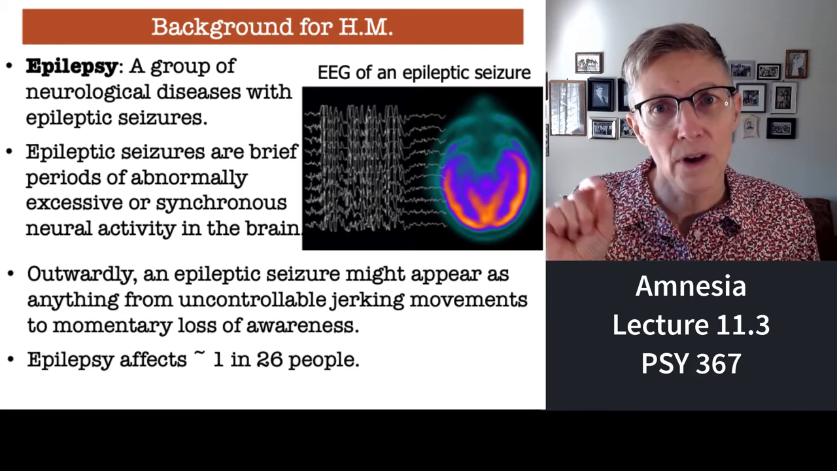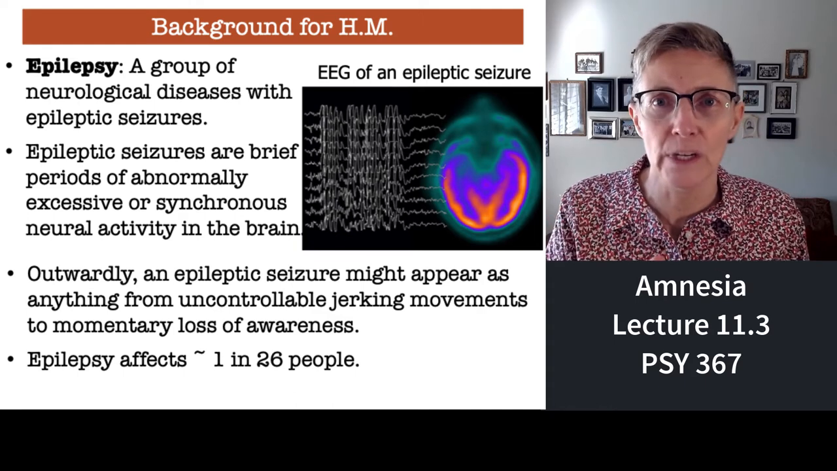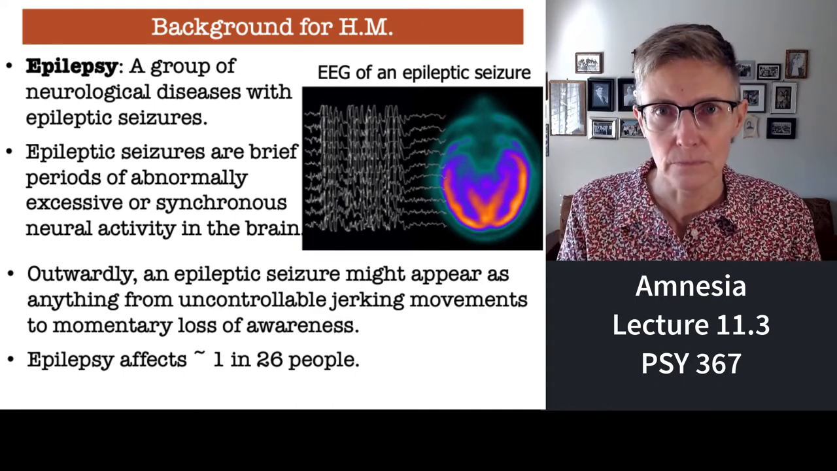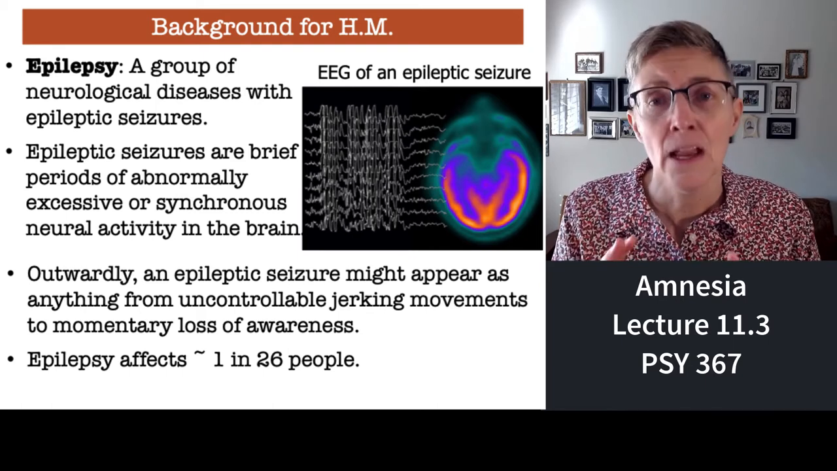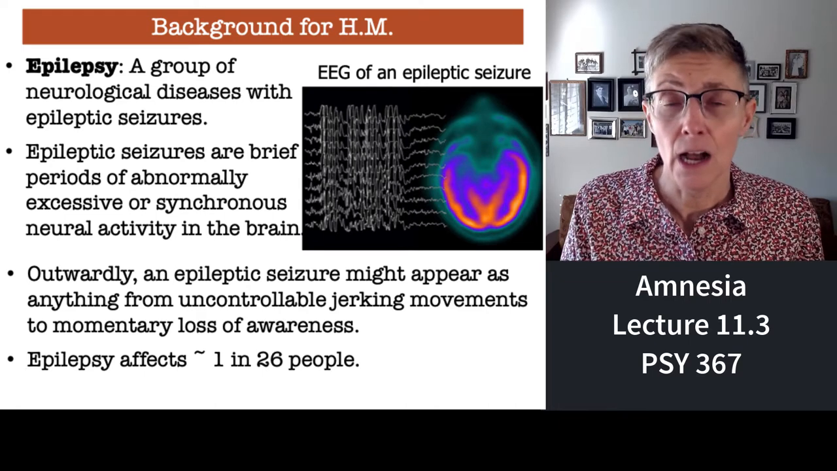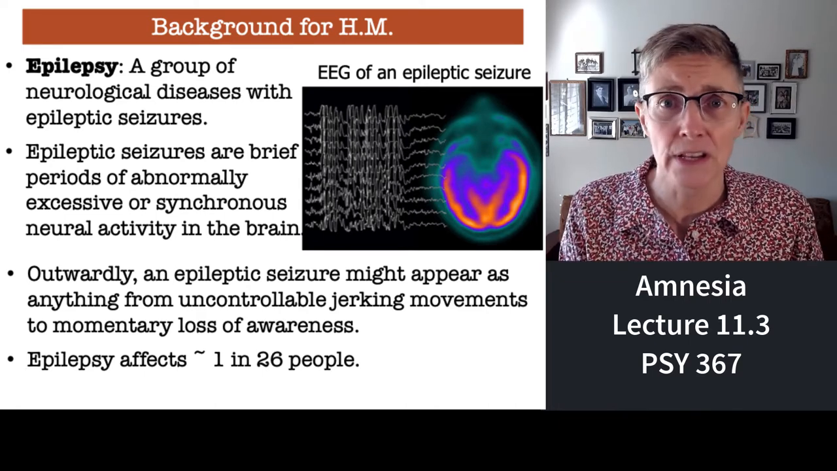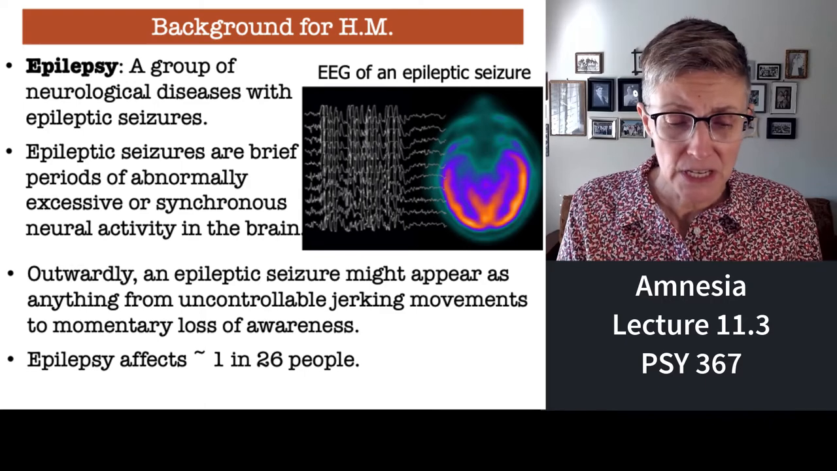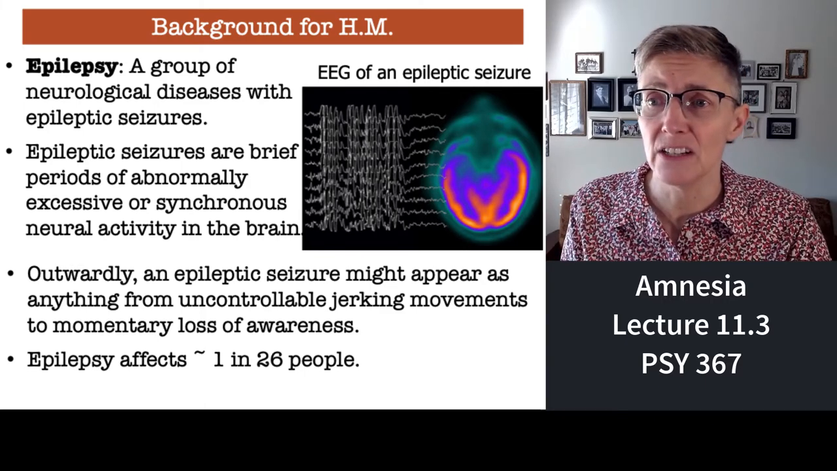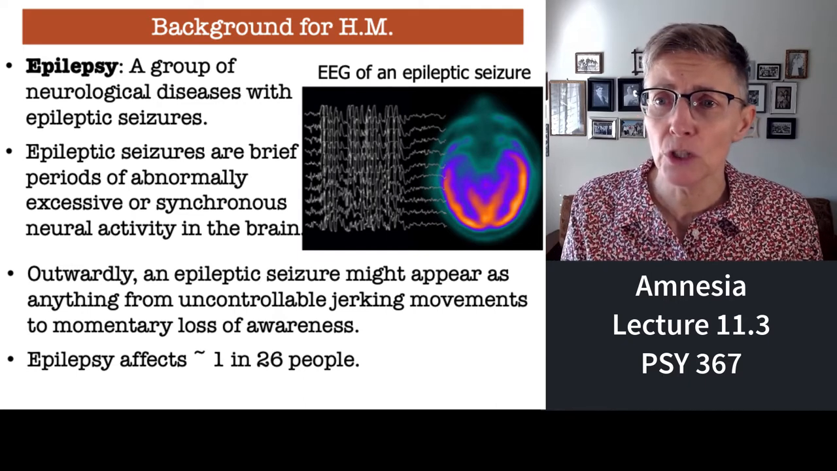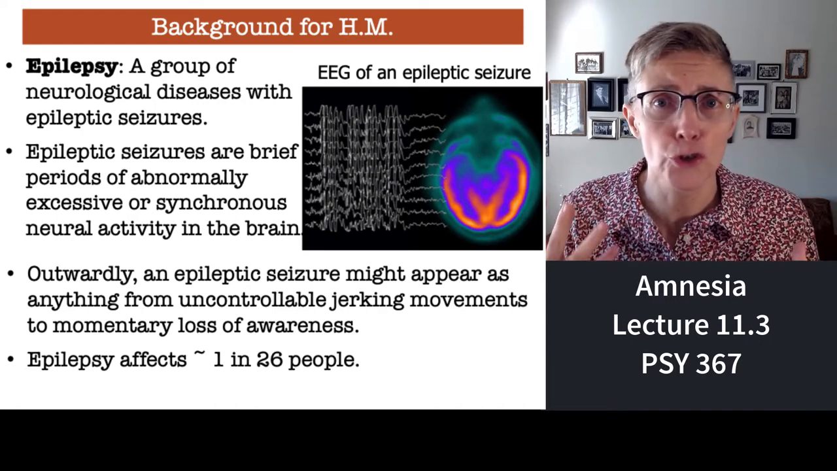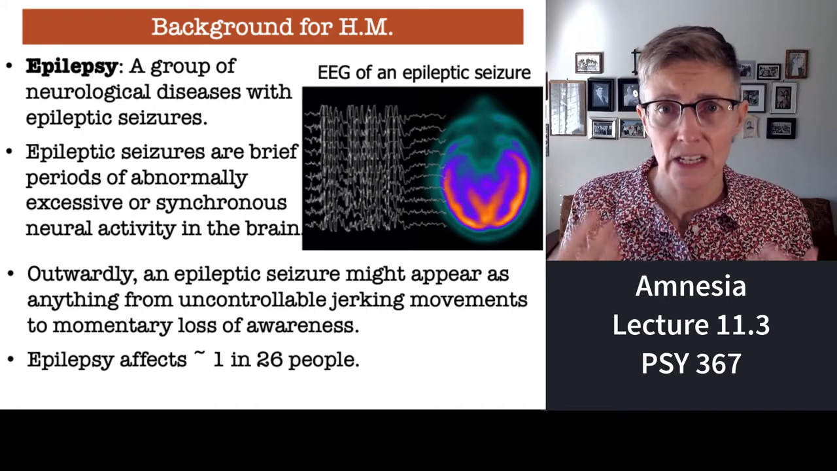Okay, so we know the difference between explicit and implicit long-term memory. Now I want to give you one other little insight before we talk about one of the most famous cases of amnesia ever. What's that other insight? I want you to know what epilepsy is. Epilepsy is fairly common. It affects 2-3% of the population. Epilepsy is an umbrella term for a lot of different conditions, but it is said to occur when, for a brief period of time, there's essentially a storm, a firestorm of activity in your brain.